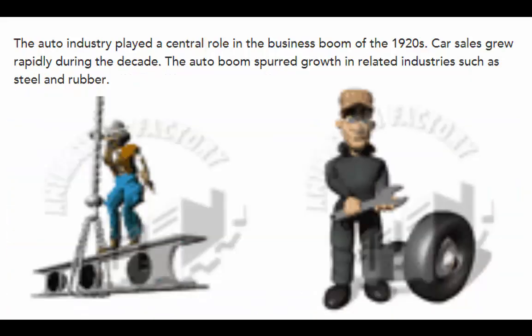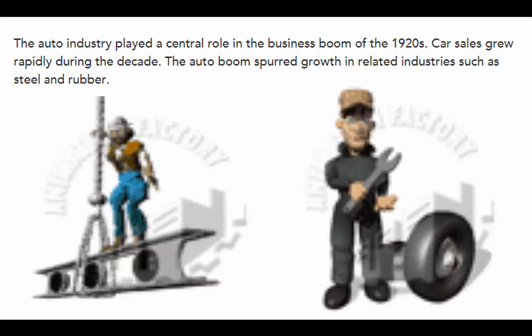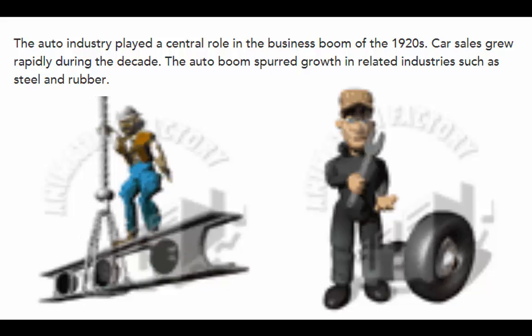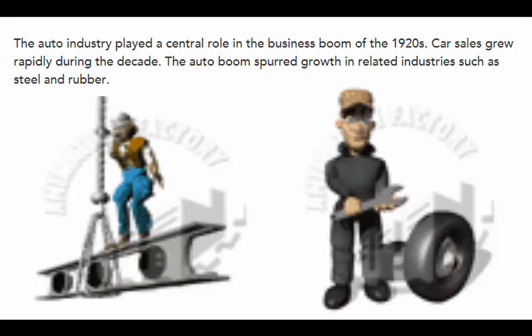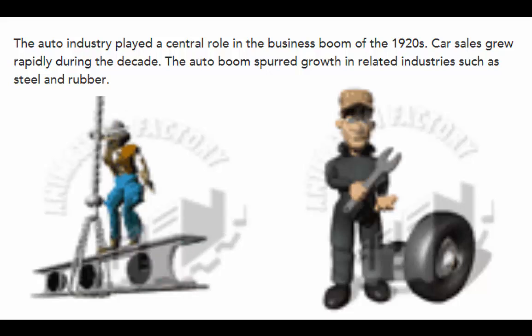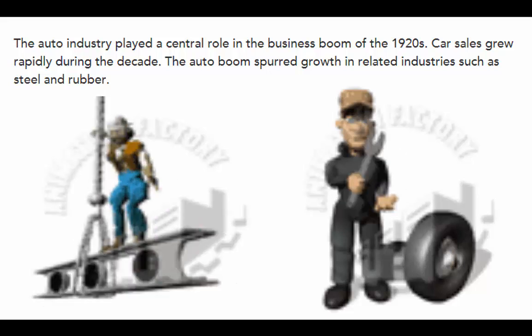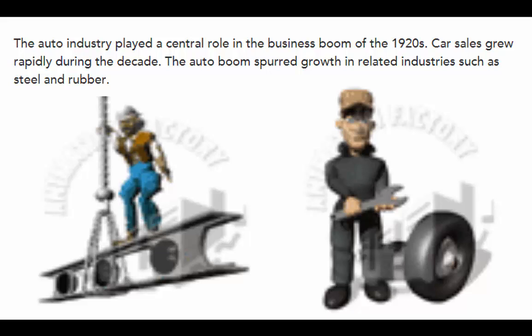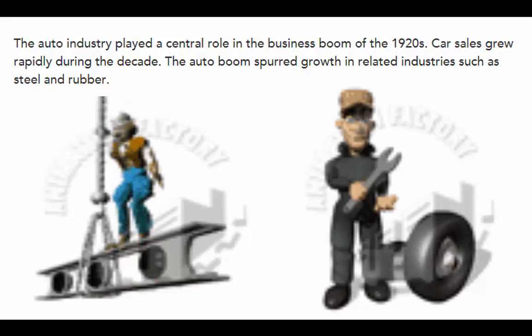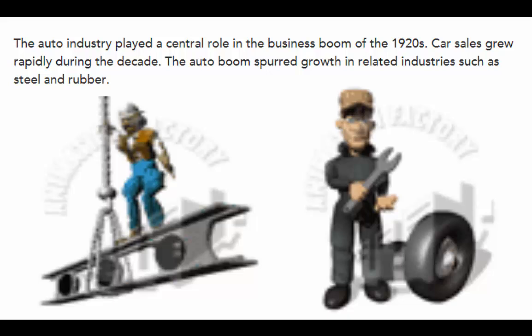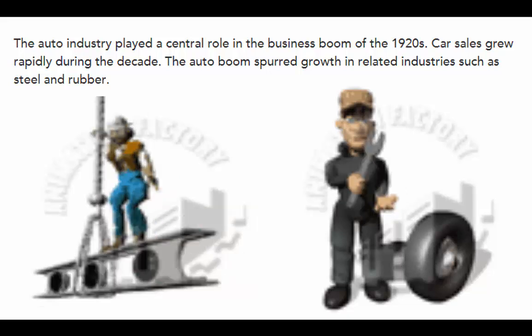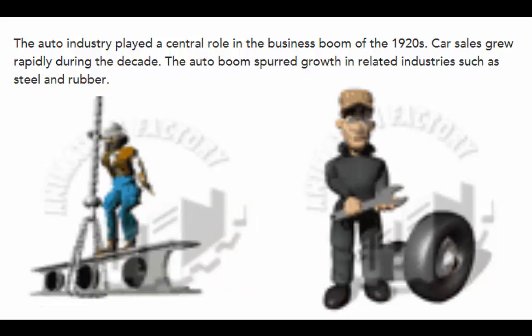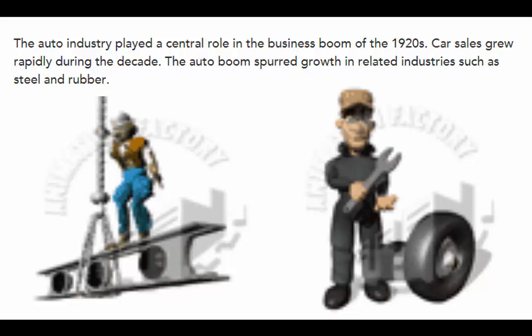The auto industry played a central role in the business boom of the 1920s. Car sales grew rapidly during the decade. The auto boom spurred growth in related industries such as steel and rubber. So question number 1, what role did the automobile play in the business boom in the 1920s? Well, not only were Americans buying cars at the biggest pace we had seen, but it also spurred other industries such as in steel, rubber, glass, and others.